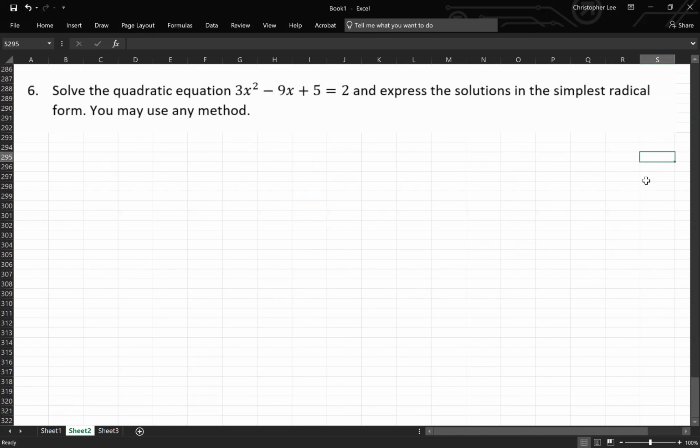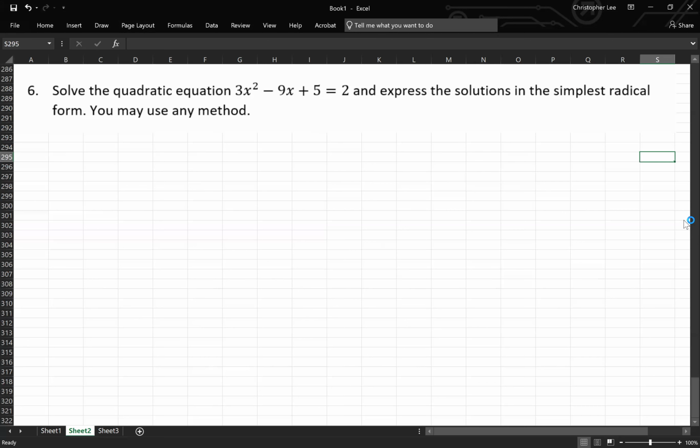All right. So this has to solve the quadratic equation 3x squared minus 9x plus 5. Hold on, let me make sure I got the volume on. Okay. Ooh, I thought the mic wasn't on. I'm like, dang, question 6, and it wasn't even recording. Okay. So solve the quadratic equation 3x squared minus 9x plus 5 equals 2 and express the solutions in the simplest radical form. You may use any method.